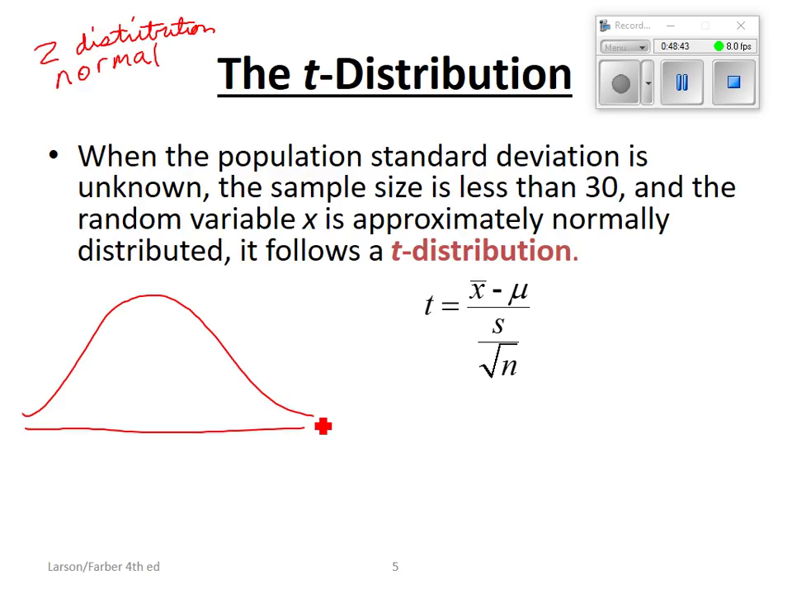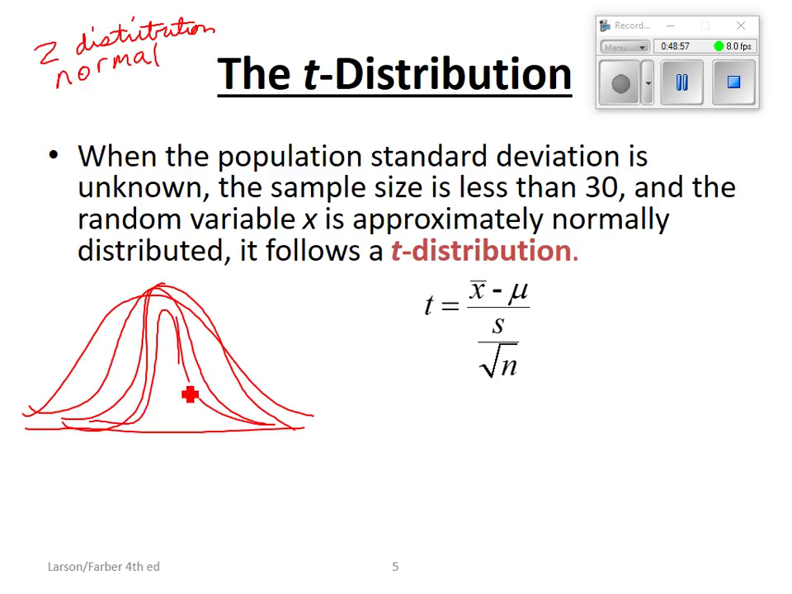And with the T-distribution, there's several of them. So the different sample sizes you get, each curve is going to look a little different, until you keep getting closer and closer to that 30, where then we would be normal. So it's going to keep getting tighter and tighter in there.